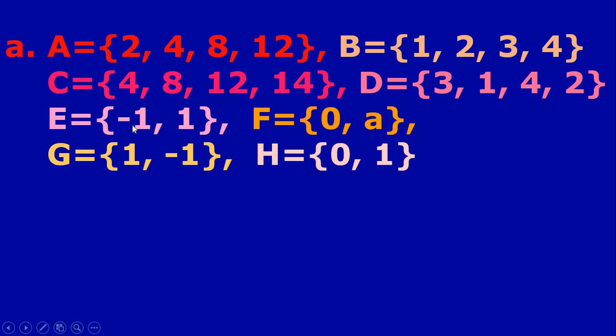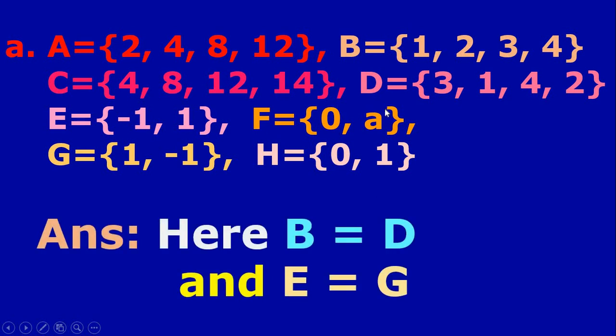Next E, in E we have minus 1, 1, and here also it is minus 1, 1 or 1, minus 1. Order is not important. Elements are same in E and G. So therefore E and G also equal sets. So no other sets are equal. So here B set is equal to D set and E set equal to G set. So B equal to D and E equal to G.